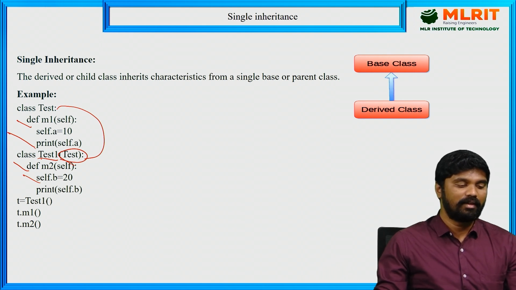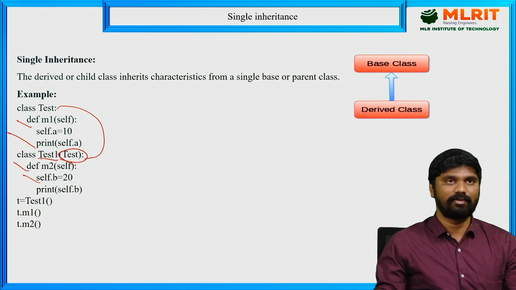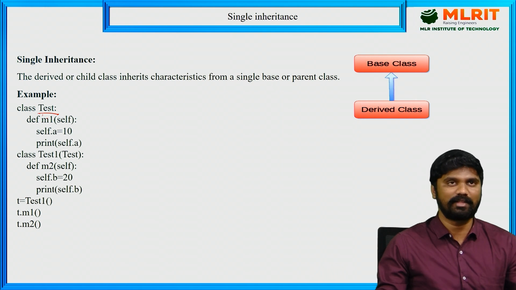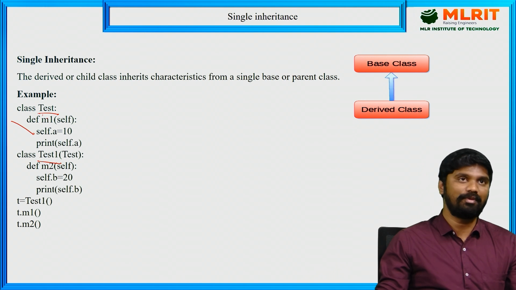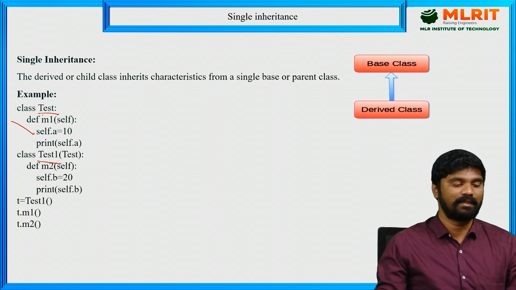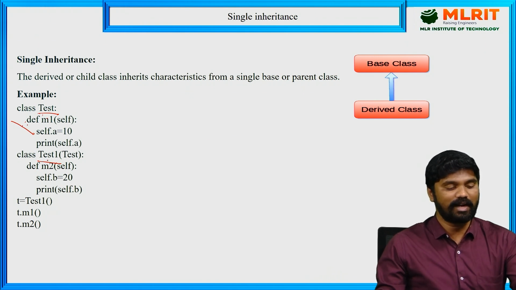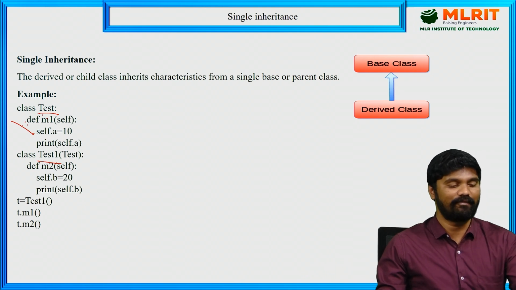Now here, which class object do we have to create to access all the methods? In the class test, how many methods are there? Only one method, that is the M1 method. Coming to the class test1, how many methods are there? 2 methods. What are the 2 methods? M1 method and M2 method.